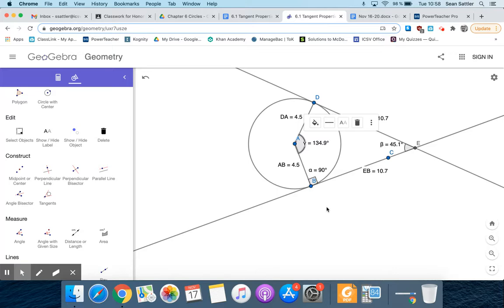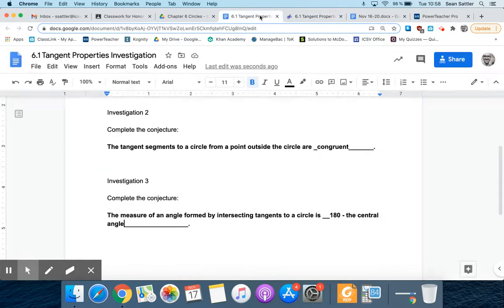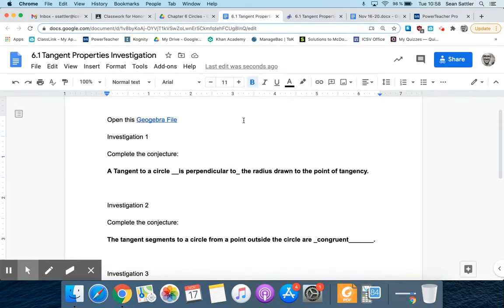So I would give you problems with this figure, and maybe you would know the central angle or you would know this angle, and you just have to do 180 minus to get the missing angle. So that is pretty much it for tangents to a circle.